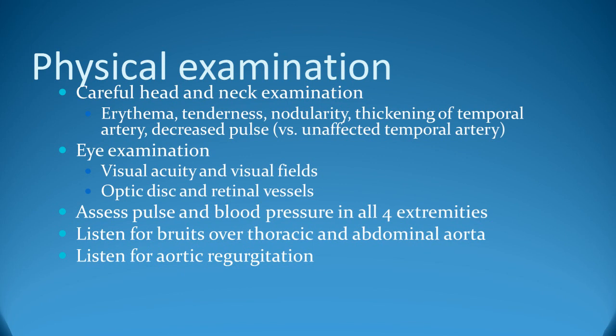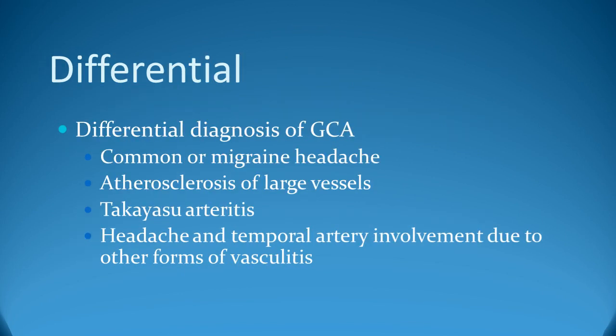One needs to examine carefully the head and neck for erythema, tenderness, nodularity, and thickening of the temporal artery; perform an eye examination which includes visual acuity and visual fields, optic discs, and retinal examination; assess pulse and blood pressure in all four limbs; listen for the bruit over the thoracic and abdominal aorta; and listen for aortic regurgitation.